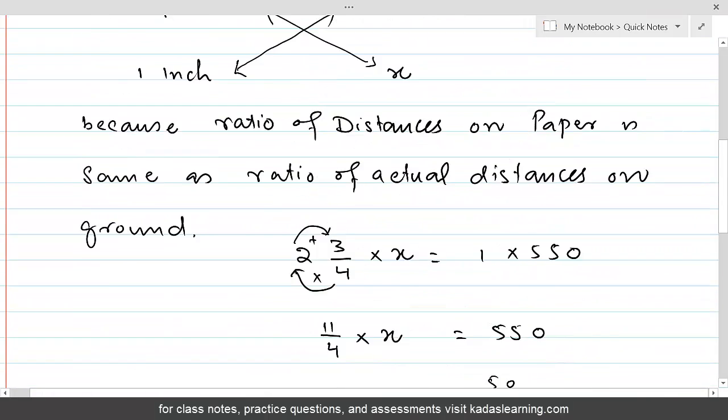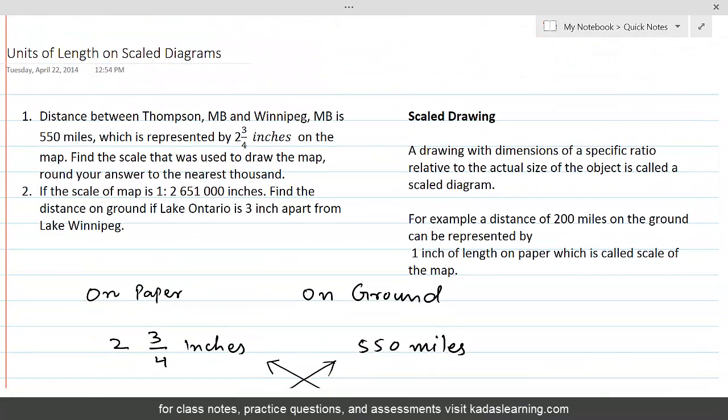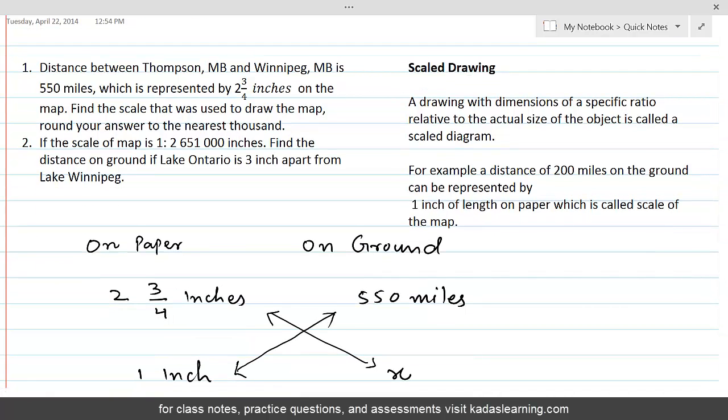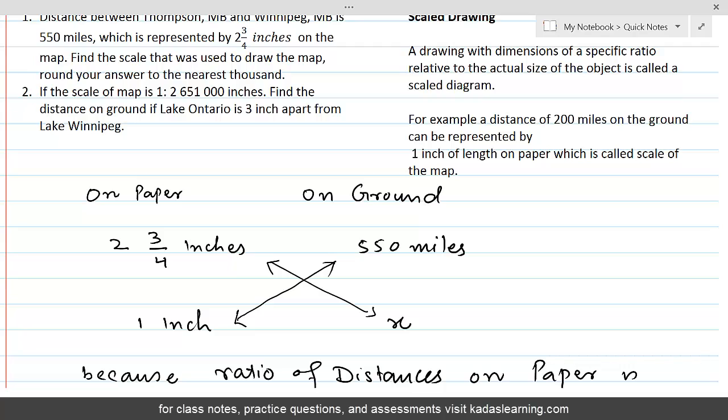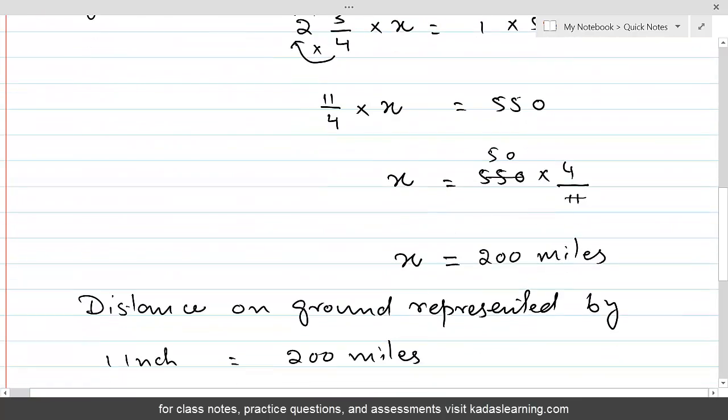Now let's do the second question. And for second question, what we are given, if the scale of map is 1 to 2,651,000 inches, find the distance on ground if Lake Ontario is 3 inches apart from Lake Winnipeg. So the distance 1 inch on paper is representing is 2,651,000 inches. So let's write this down.